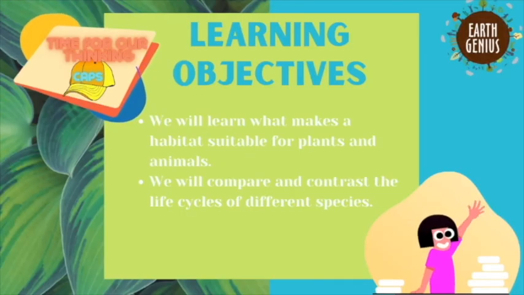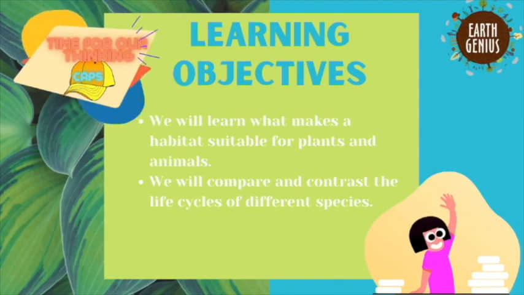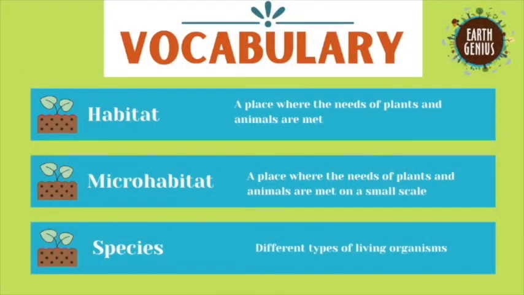In today's lesson, we'll learn what makes a habitat suitable for plants and animals, and we will compare the life cycles of different species. We're going to start with our vocab, so make sure to get out your garden journal and take notes while you follow along.